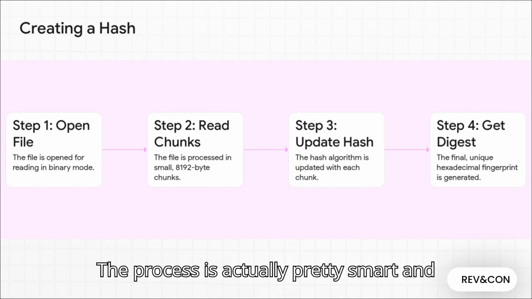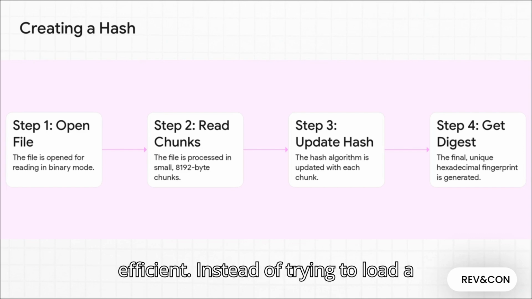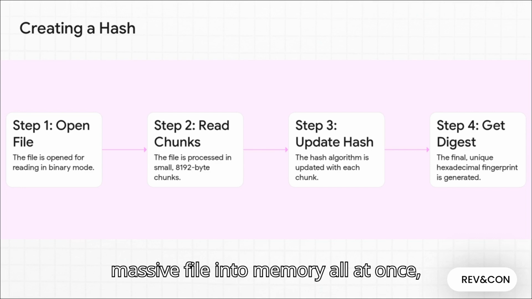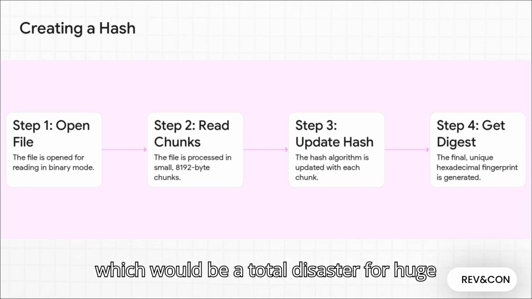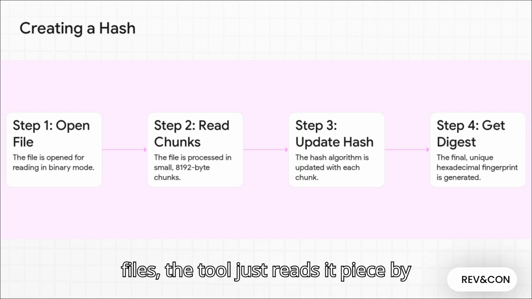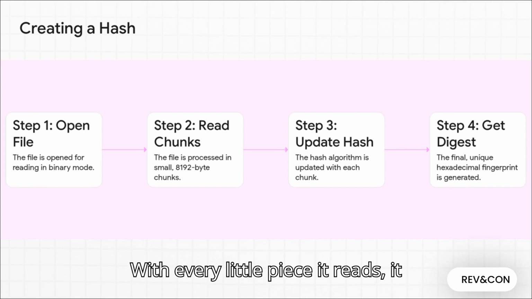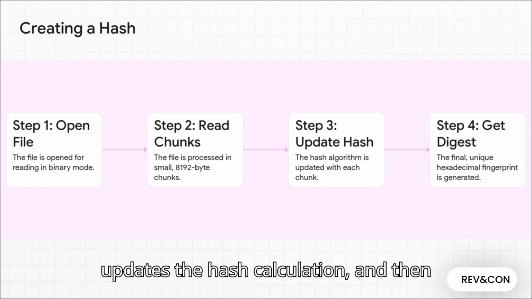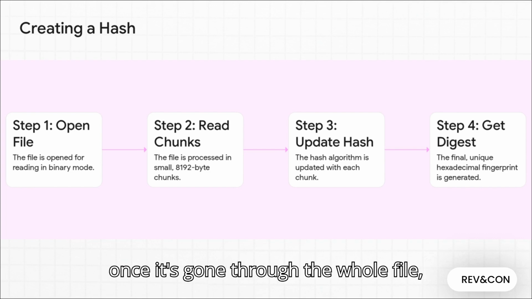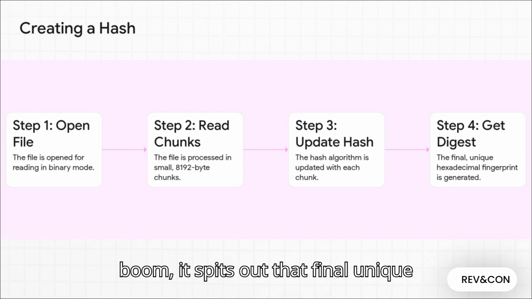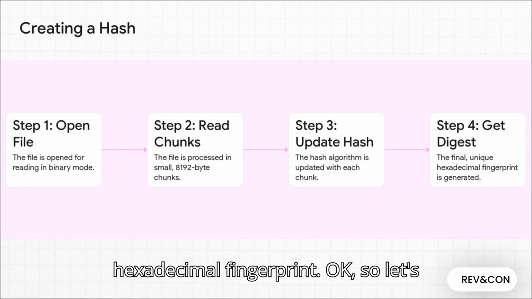So how is this fingerprint actually made? The process is actually pretty smart and efficient. Instead of trying to load a massive file into memory all at once, which would be a total disaster for huge files, the tool just reads it piece by piece, in these small, manageable chunks. With every little piece it reads, it updates the hash calculation. And then, once it's gone through the whole file, boom! It spits out that final, unique hexadecimal fingerprint.